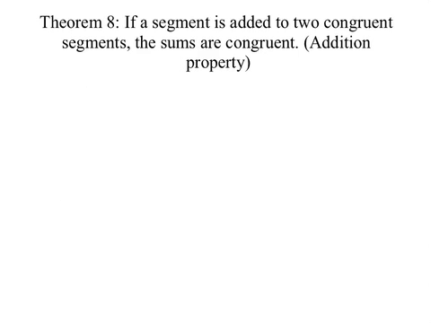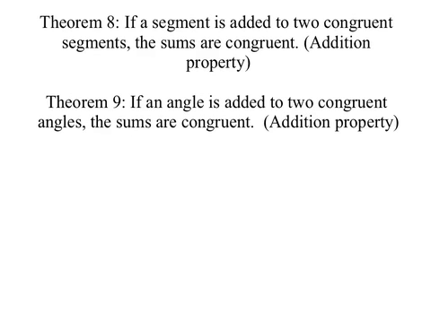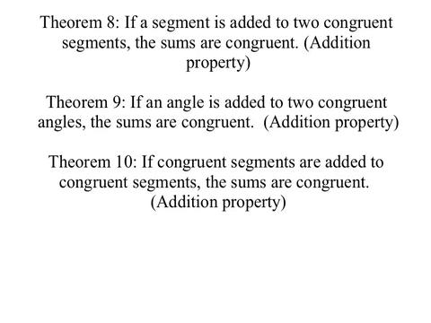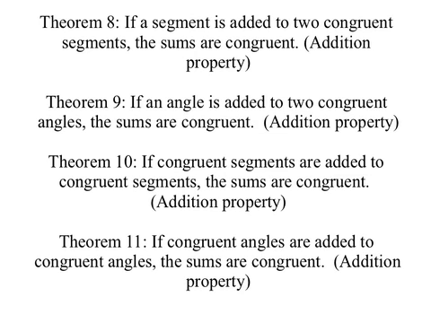In this lesson, we looked at several theorems. The first four are all related to a group called the addition property. Theorem 8, if a segment is added to two congruent segments, the sums are congruent. Theorem 9, if an angle is added to two congruent angles, the sums are congruent. Theorem 10, if congruent segments are added to congruent segments, the sums are congruent. And Theorem 11, if congruent angles are added to congruent angles, the sums are congruent.